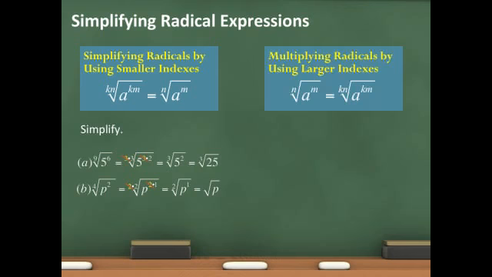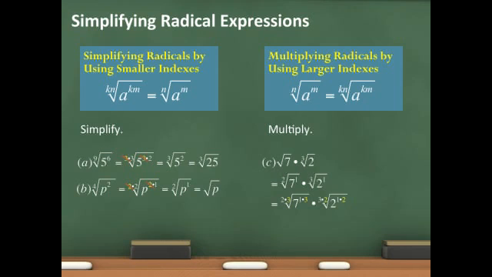We can also make indexes larger when we are asked to multiply two radicals with different indexes. Recall that the product rule for radicals indicates that you can multiply two radicals assuming that the indexes are the same. If you notice in part C, the indexes are different, but we can rewrite the radicals to make the indexes the same. First, we take the square root of 7 and fill in the index 2 and the power 1. Next, we take the cube root of 2 and fill in the power 1. Note that the indexes 2 and 3 have a common multiple of 6, so we want to change the index on both radicals to 6.